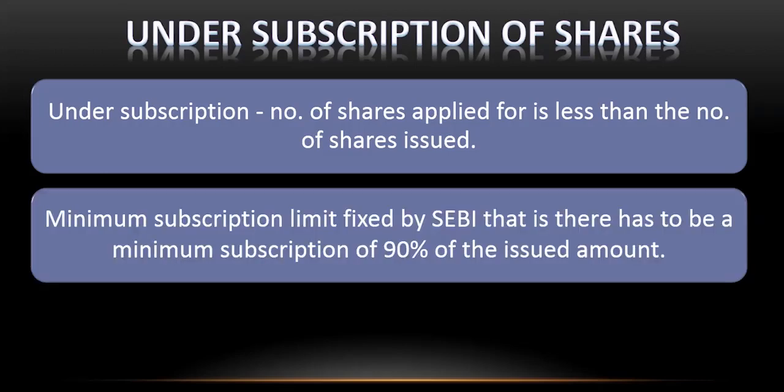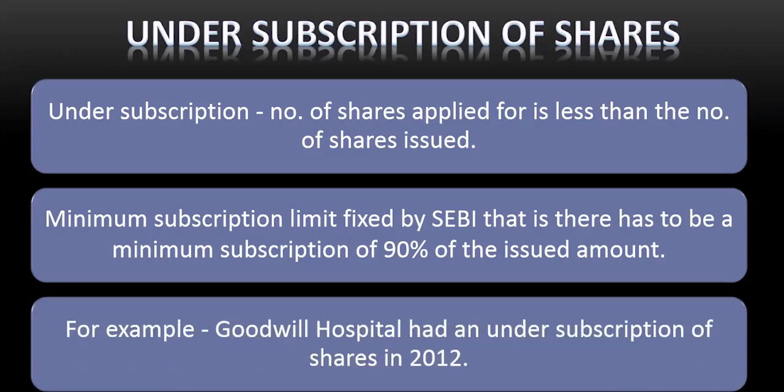SEBI, that is Securities Exchange Board of India, has fixed a minimum subscription limit as well. If any IPO does not get that minimum subscription from the applicants, then that IPO would be deemed as null and void. The limit fixed by SEBI is 90% of the issued amount. If 1 lakh worth of shares is issued by any company, and if only 80,000 worth of shares is subscribed by the public, then that company's IPO would be declared as null and void. But if it receives at least about 90% of the issued amount, then that IPO would see the light of the day.